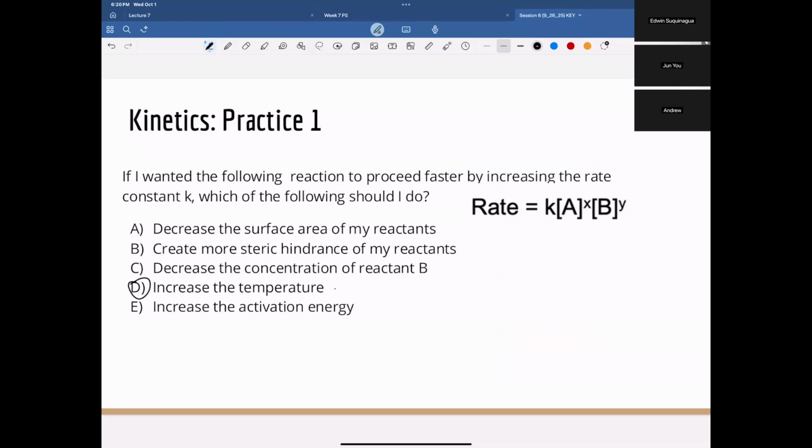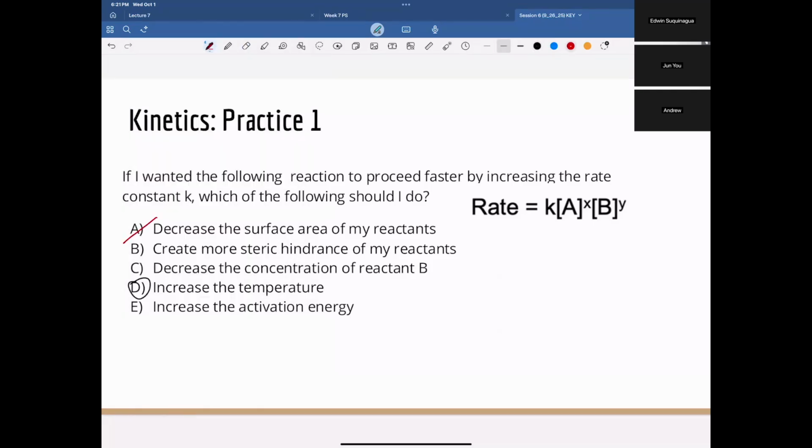So, first off, let's try to do process of elimination and explain why the rest of the four answer choices are wrong. If we look at answer choice A, it's saying that decreasing the surface area of the reactants can increase the rate constant. And that's simply false because if we decrease the surface area, that means less area for collisions to occur and for the reaction to proceed, right? So that means it's going to actually decrease the rate constant. So that's out of the choices.